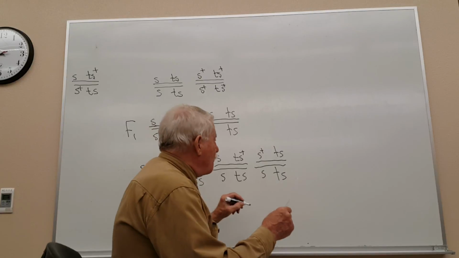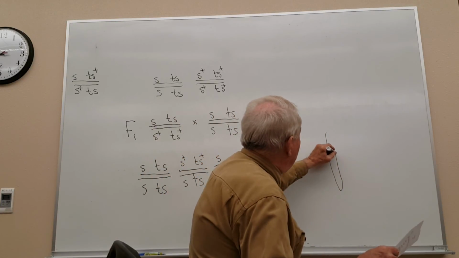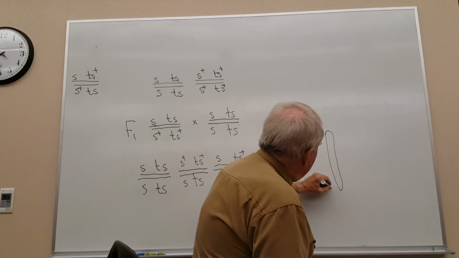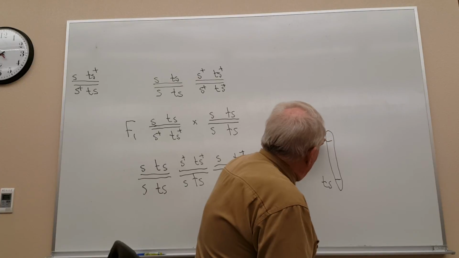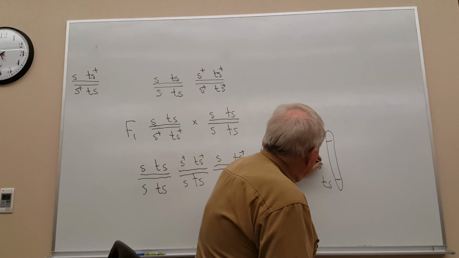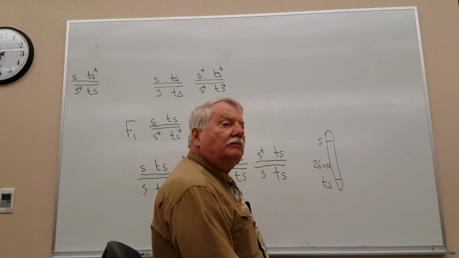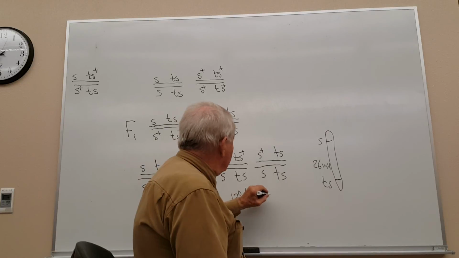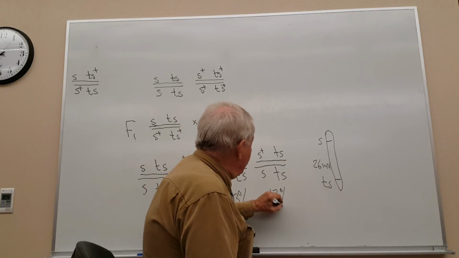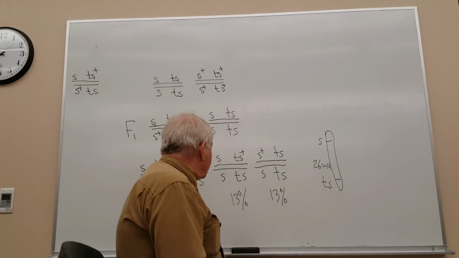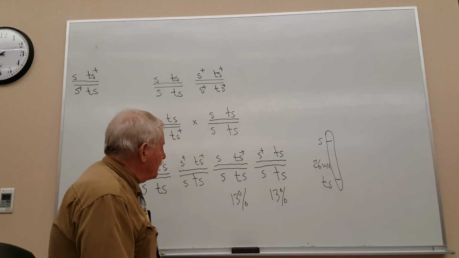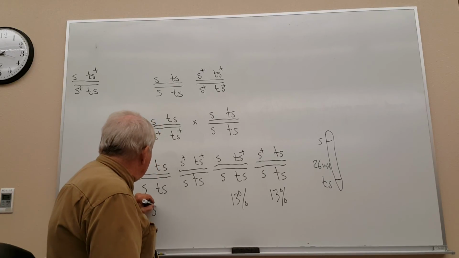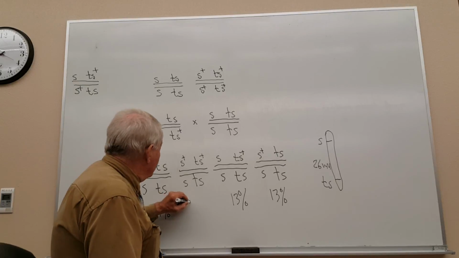What are you being asked? Oh, draw a chromosome map. So if you draw a little chromosome map showing S and TS, they would be here and here, 26 map units apart. And the proportions would be 13 and 13 for the recombinants, and 26 from 100 is 74, so 37 and 37.